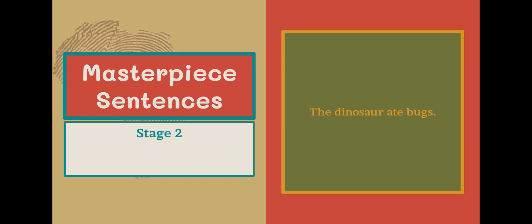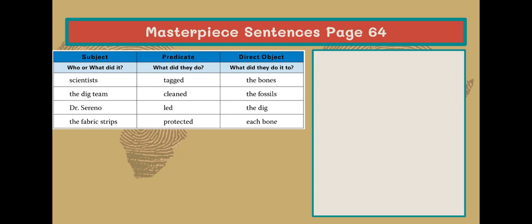Turn to page 64 in your student books. Let's use some of the facts you learned in Africa Digs to build sentences. Before we begin, look at the labels for your sentence building elements. What is the subject question? Listen as I read the words that answer the subject question.